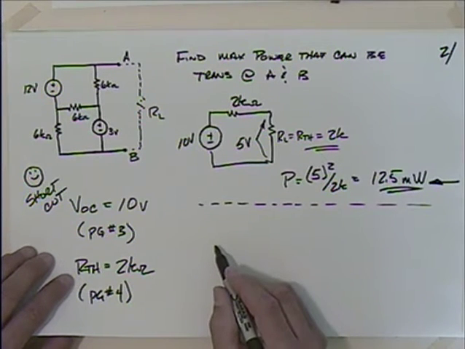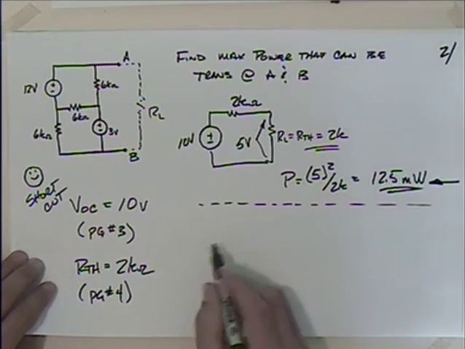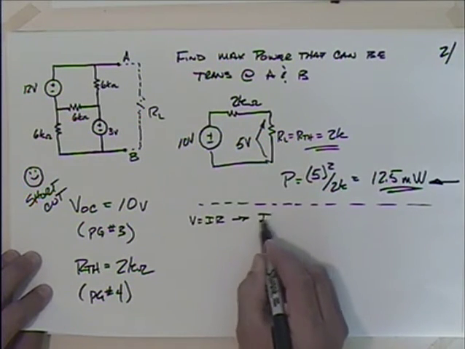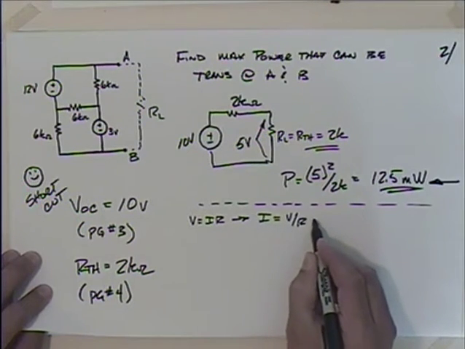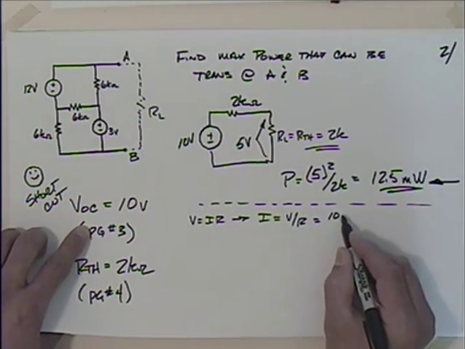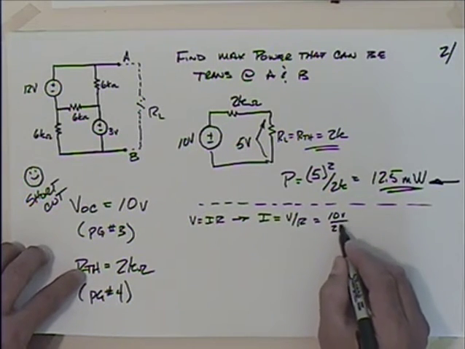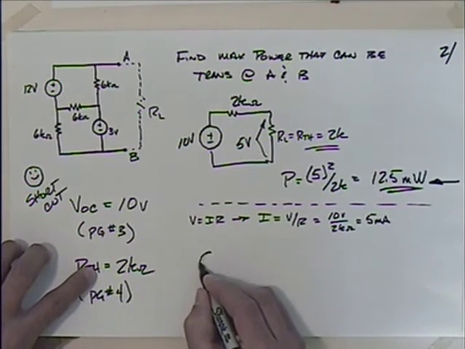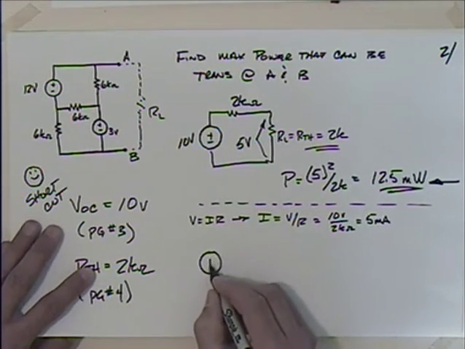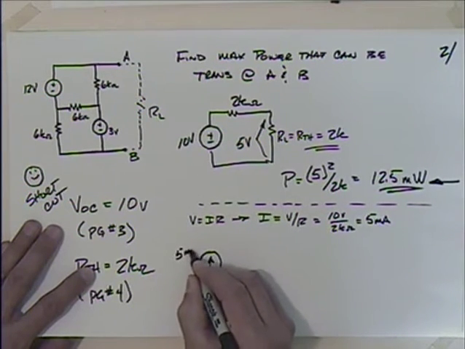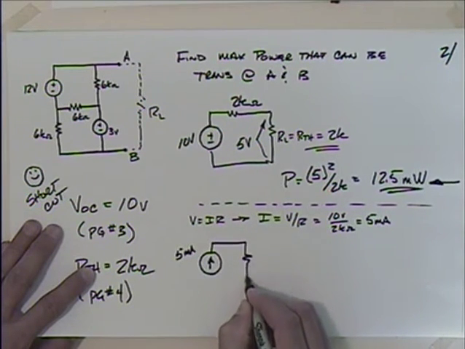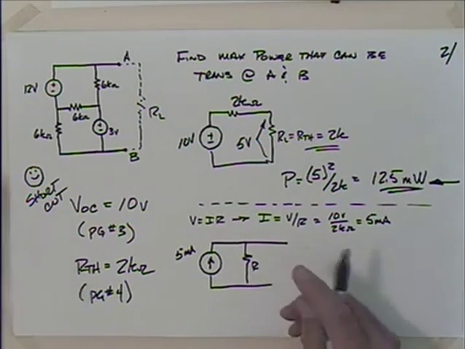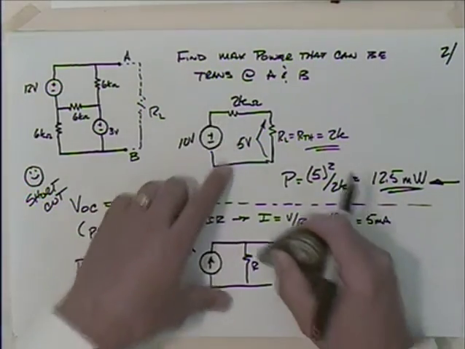What if we tried the Norton? Can we get the Norton? Yeah, we should be able to. V is equal to IR, so I is equal to V over R. So I take this voltage, I get 10 volts, and I divide by 2 k ohms, which gives me 5 milliamps. So I could say then that the Norton model looks like this: 5 milliamps with the same R Thevenin. I don't want to write R Thevenin, I want to put 2 k ohms.